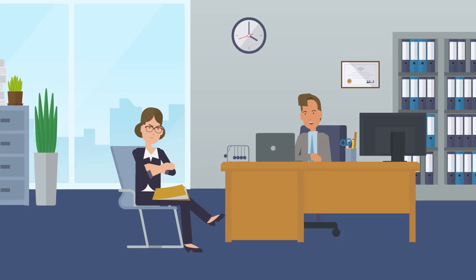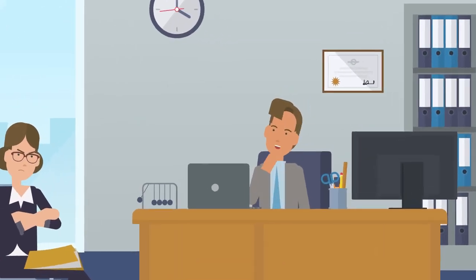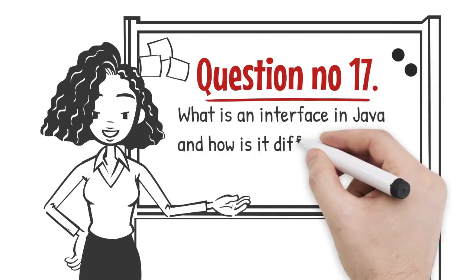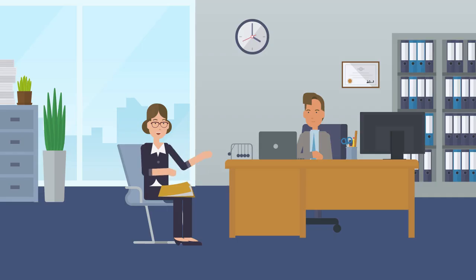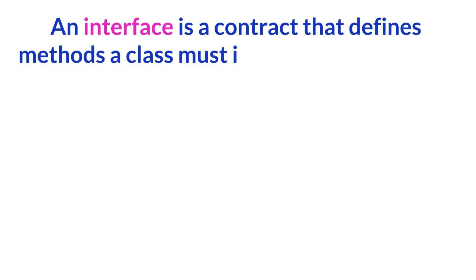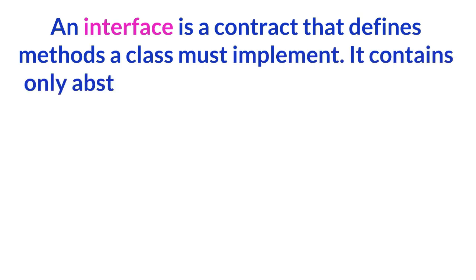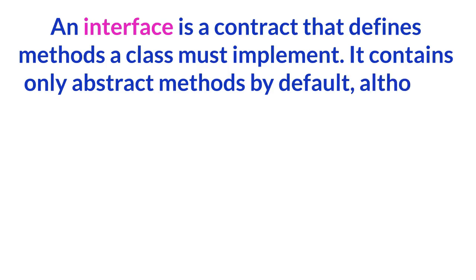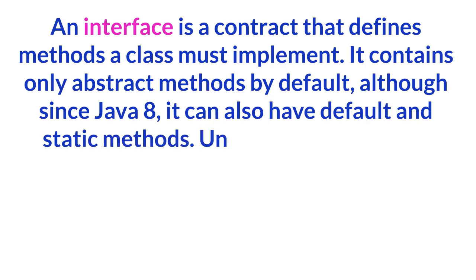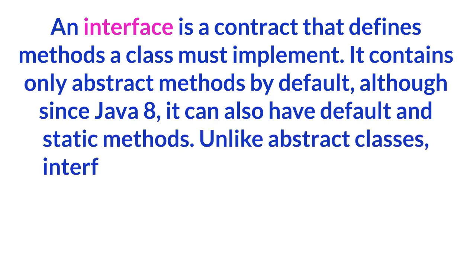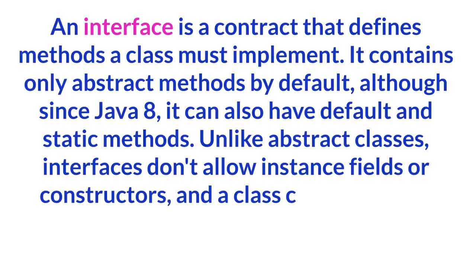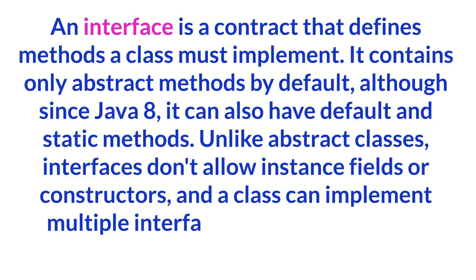What is an interface in Java and how is it different from an abstract class? An interface is a contract that defines methods a class must implement. It contains only abstract methods by default, although since Java 8, it can also have default and static methods. Unlike abstract classes, interfaces don't allow instance fields or constructors, and a class can implement multiple interfaces, enabling multiple inheritance.